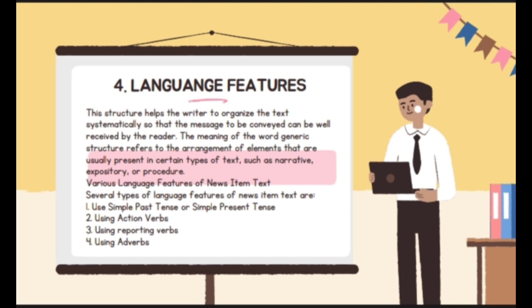Various language features of news item text. Several types of language features of news item text are: 1. Use simple past tense or simple present tense. 2. Using action verbs. 3. Using reporting verbs. 4. Using adverbs.